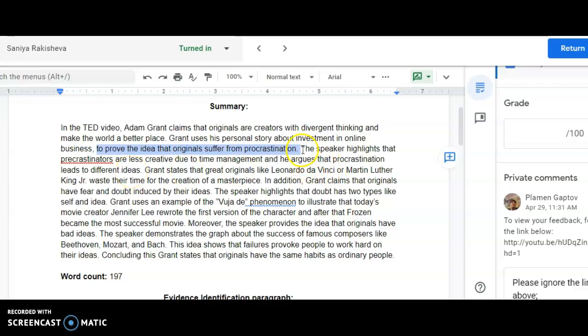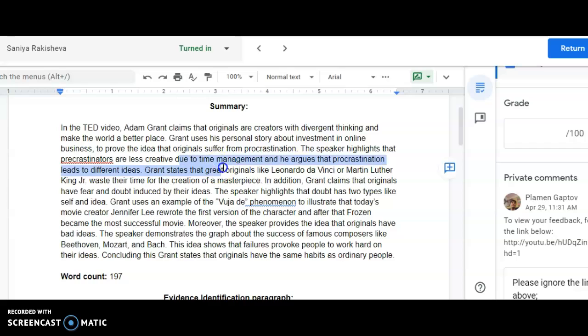Now, here when you say the speaker highlights that procrastinators are less creative, that seems to completely contradict the idea of the video. He's saying that procrastinators are not necessarily original thinkers, or procrastinators are not necessarily less creative. In fact, that helps with their creativity, right? So here it's a bit confusing.